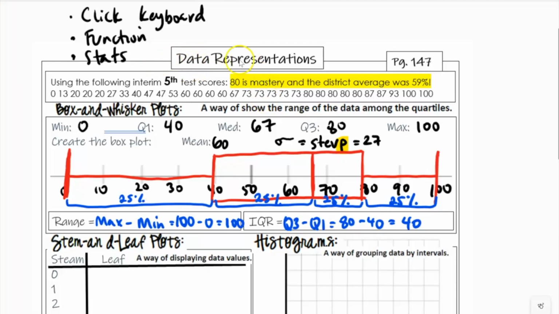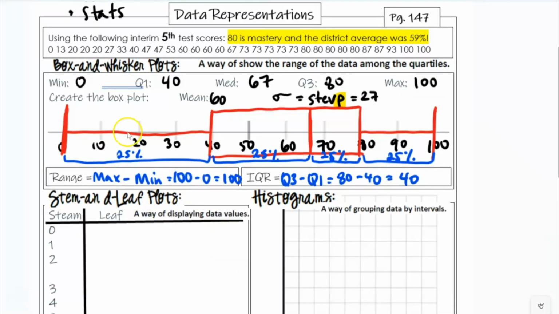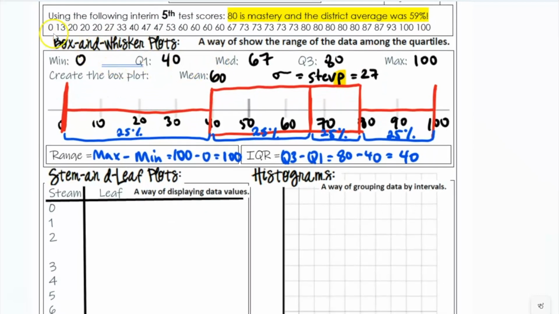Now that we know how to represent our data in a box and whisker plot, the next one we're going to look at is a stem and leaf plot. This is just a way of displaying data values. So what you're going to do is take your numbers right here. These are all your data set. And again, remember, you're pausing the video and doing yours as I do mine. All right, so that's all my data set right there.